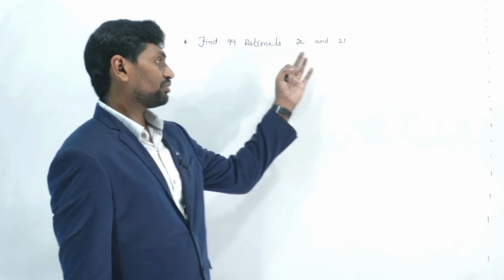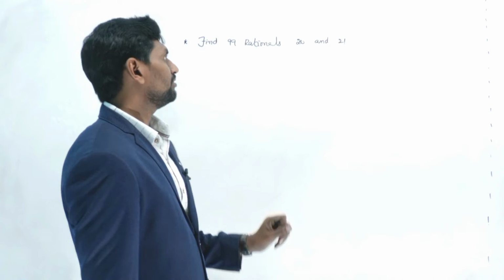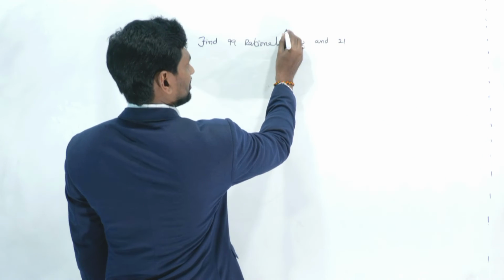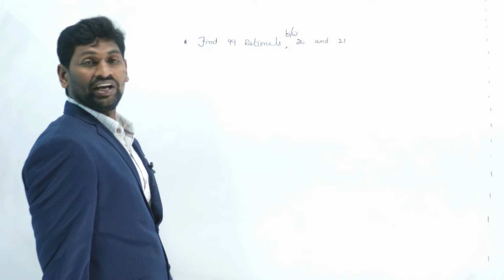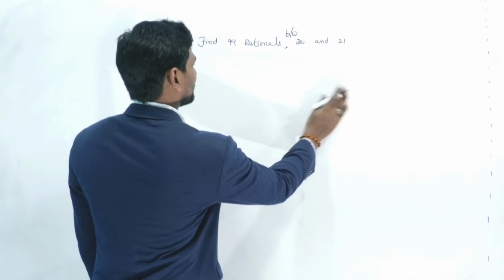20 and 21, two consecutive whole numbers or two consecutive integers. In between we need to find 99 rational numbers. Rationals between 20 and 21. Okay? So let us see. So what is the formula actually?